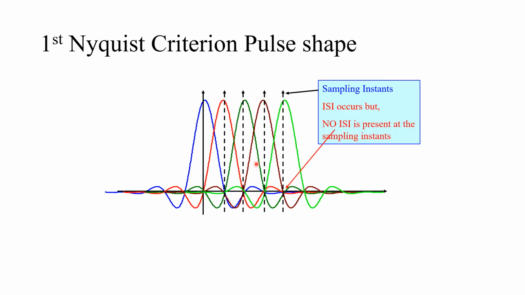Here it is again shown in color. ISI occurs. Here you can see that these dotted lines are the sampling instances, and in between the sampling instances there is a lot of ISI, but we are not getting affected by those ISI because we care about the sampling instance only. So at the sampling instance there is no ISI, only the threshold value of that specified pulse. That is the advantage of using such sinc functions as input or transmission signals.